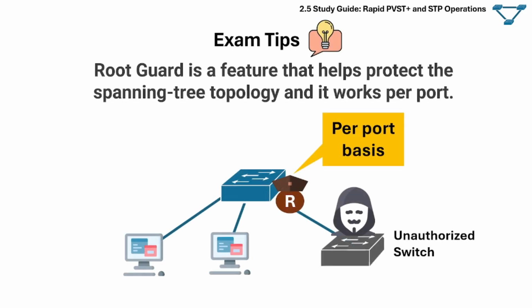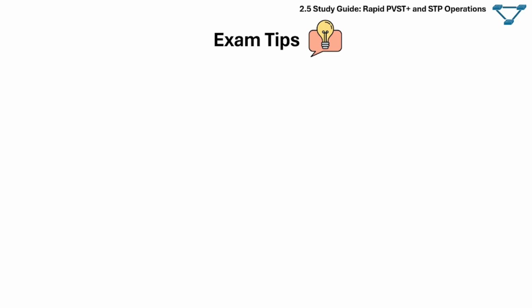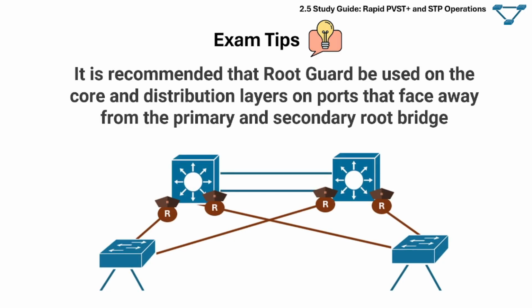For exam tips, root guard is a feature that helps protect the spanning tree topology, and it works per port. It is recommended that root guard be used on the core and distribution layers on ports that face away from the primary and secondary root bridge.